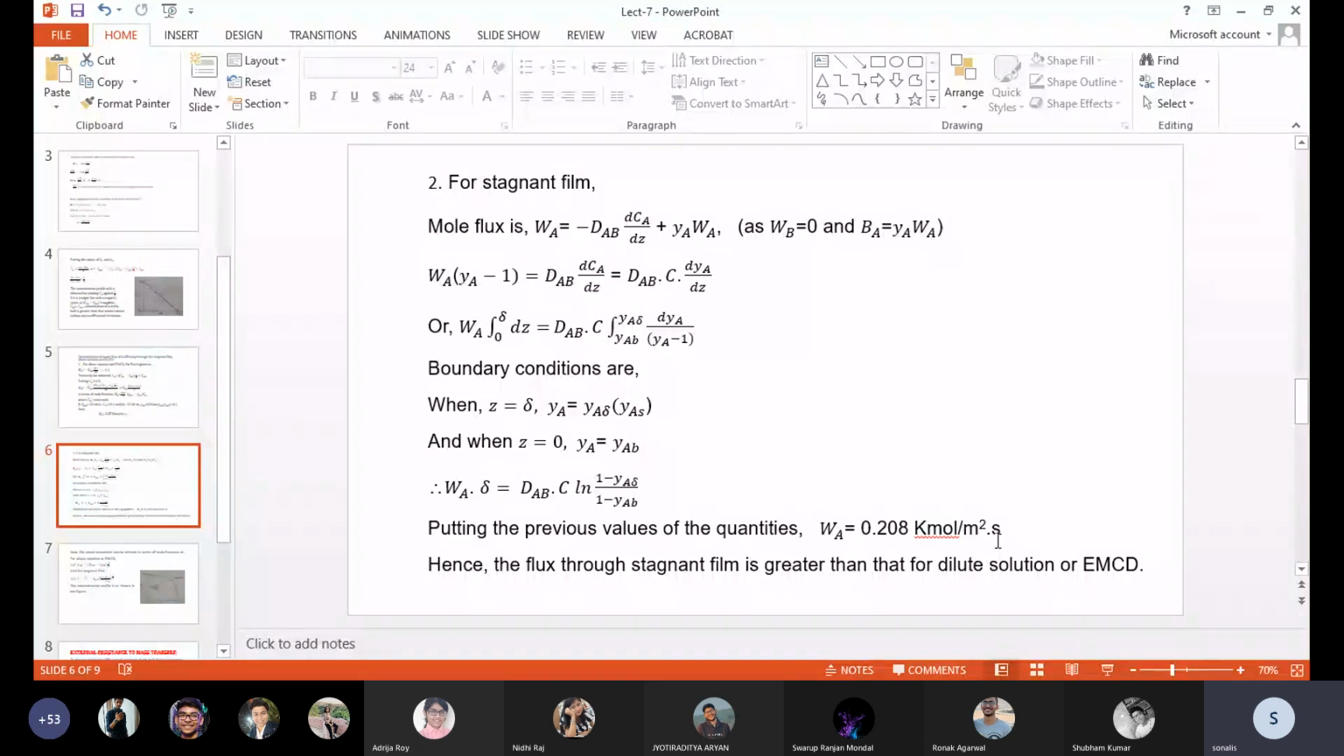Hence the flow through stagnant film is greater than for dilute solution or EMCD. This is the proof. Why is it more? Because in the stagnant film we are considering the bulk motion also. So there is an extra motion due to the bulk movement along with the diffusional movement.